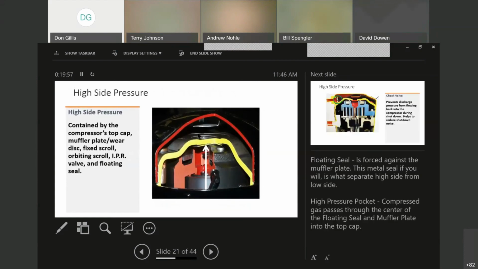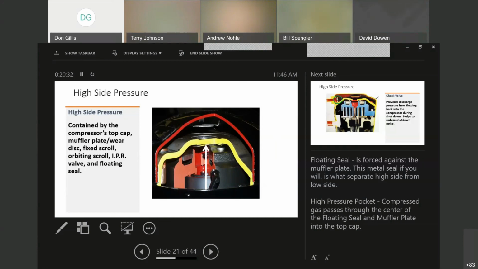This is the high side pressure, again, above the muffler cap. Everything above that yellow line is our muffler cap, okay? It's contained by the compressor's top cap, muffler plate, wear disc, and the fixed scroll. You can see this shooting up here. As the floating seal butts up against the muffler cap, it is forced against the muffler plate, the metal seal of it, if you will, separates the high side from the low side, as we talked about earlier. The high pressure pocket is compressed gas, which passes through the center of the floating seal and the muffler plate into the top cap above.